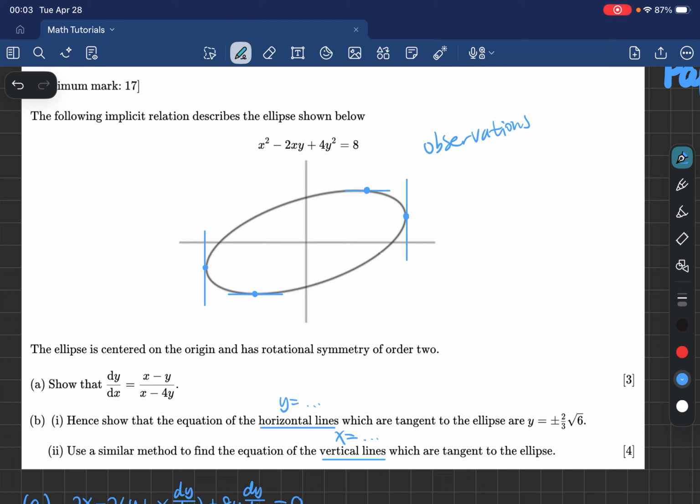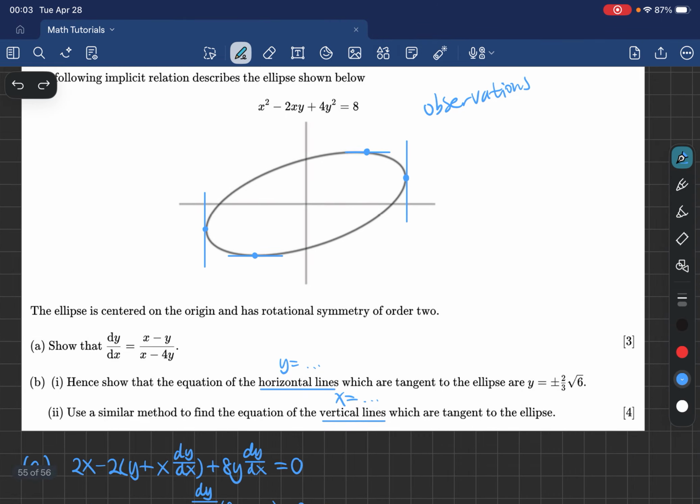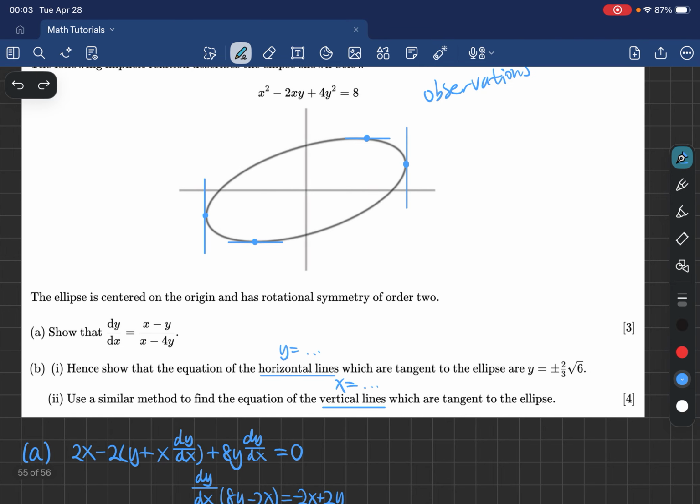So now we have a function for an ellipse, and the problem tells us that it's centered on the origin O, and then it has a rotation symmetry of order 2. It's okay if you don't really know what that means. It's not super helpful for this problem. So let's jump into part A.